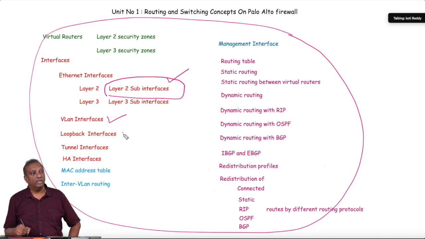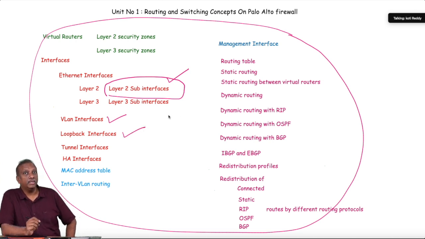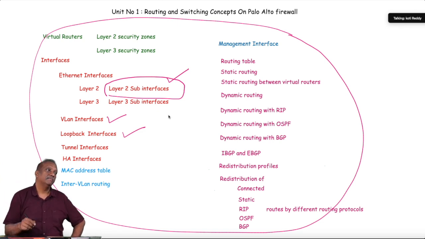Loopback: let's say you want to configure the BGP routing protocol for dynamic routing between the virtual routers running on the firewall. The better option would be what? Configure the BGP routing protocol between the virtual routers running within the firewall. So then you need to create some what? Loopback interfaces. That is one context where you could create the loopback interfaces.